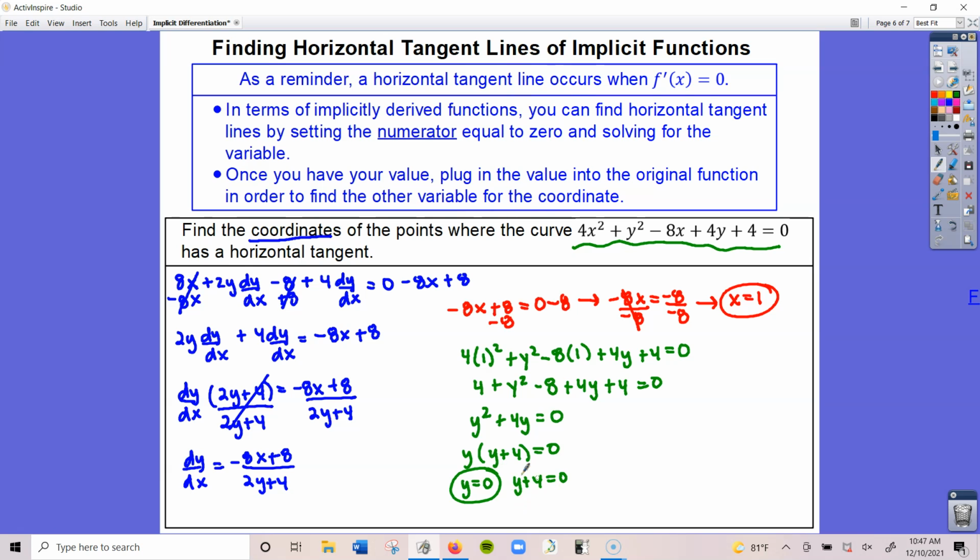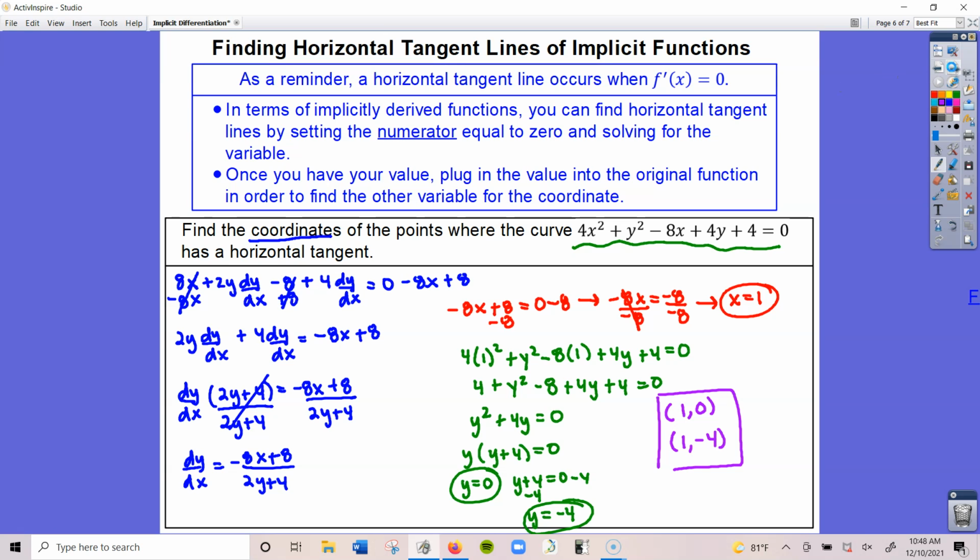So here, y is equal to 0. And then here I'm going to subtract 4, and we get y is equal to negative 4. So what does this mean? This means that for that x equals 1, we actually have two coordinates where the curve is going to have a horizontal tangent, one of which is at (1, 0), because that's my x, 0 is my y, and then also (1, -4). So for this one x, we ended up with two y's, so those are my two coordinates. And that's how you find the horizontal tangent.